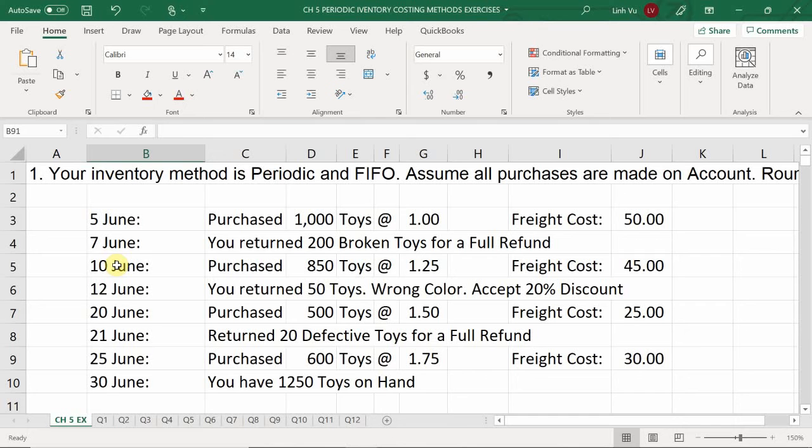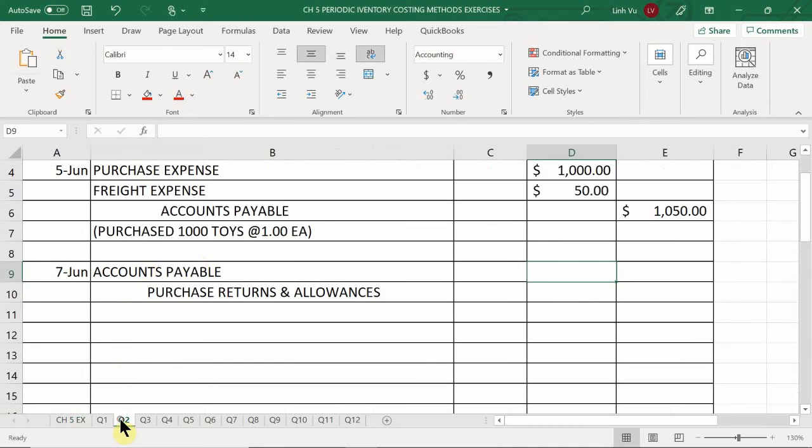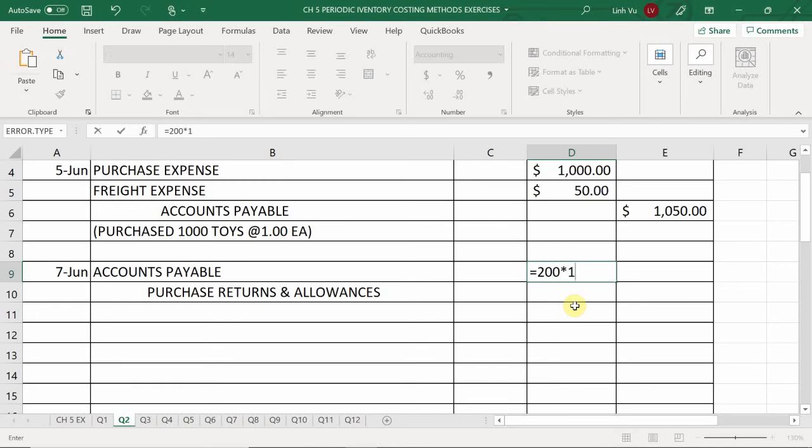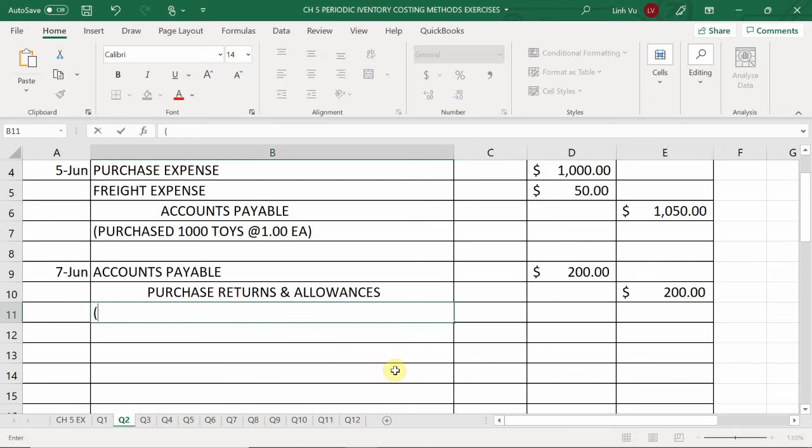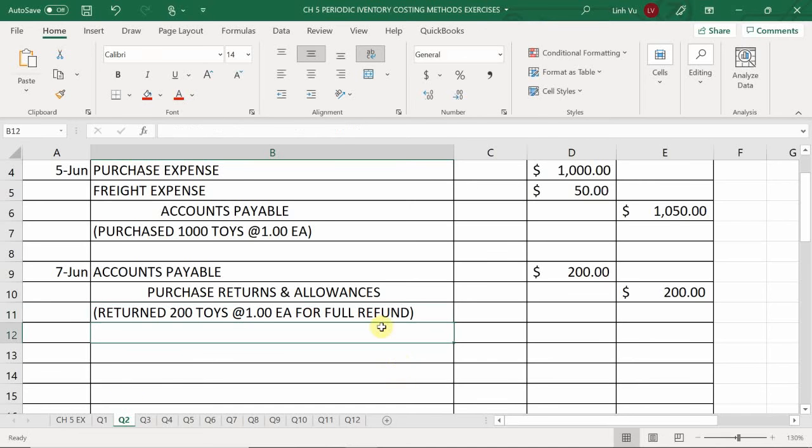But in this case, we returned 200 broken toys for a full refund. So we're looking at $1 each, and if we return 200 at $1 each, we're going to get $200 back. Okay? And I'm going to make a note here that I returned 200 toys at $1 each for full refund.